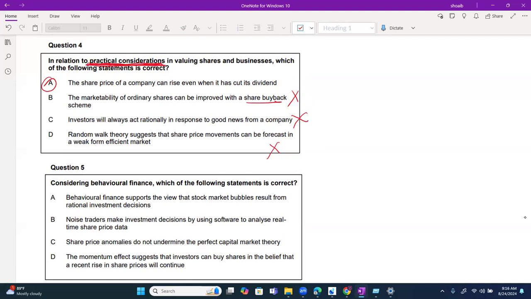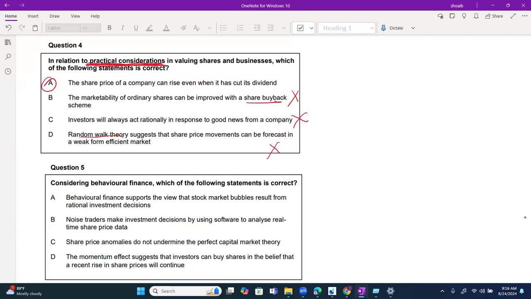Random walk theory suggests that share price movement can be forecast in a weak form efficient market. This is not random walk. What is random walk? In weak form, there is only a reflection of past information. Only past information comes in weak form. Agreed? Right?